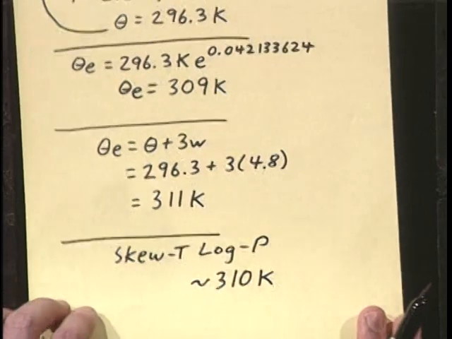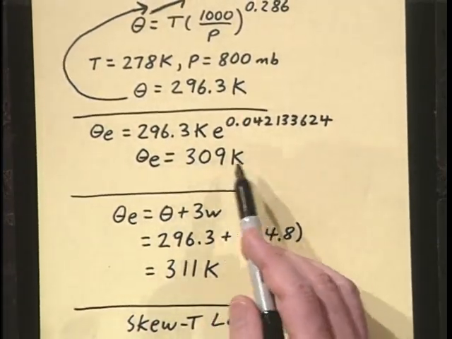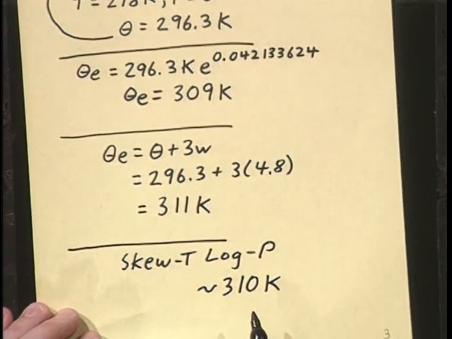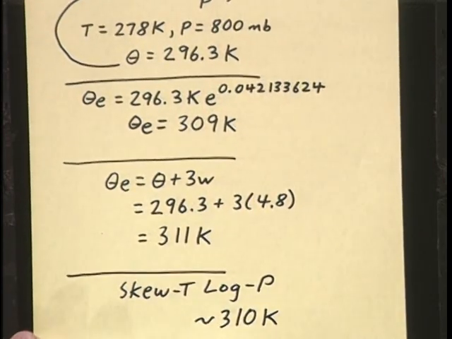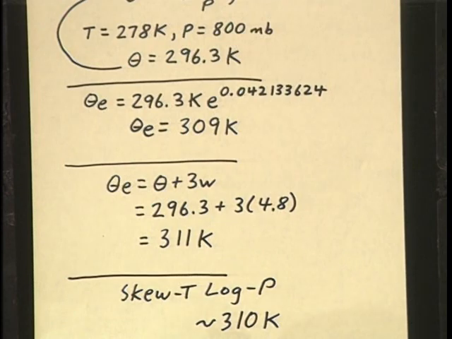So 3 different methods of solving this problem gave 309, 311, 310. So all values are fairly close together. That's a good indication that we did this problem right. And for testing purposes, I'll spread out the answers enough so that you'll know which answer is the correct one when you're given a multiple choice type question.